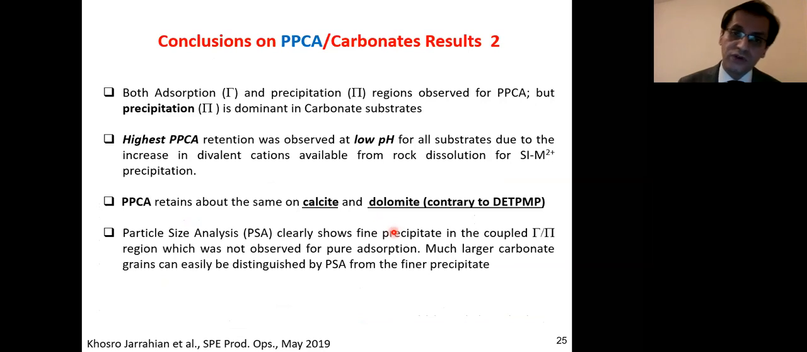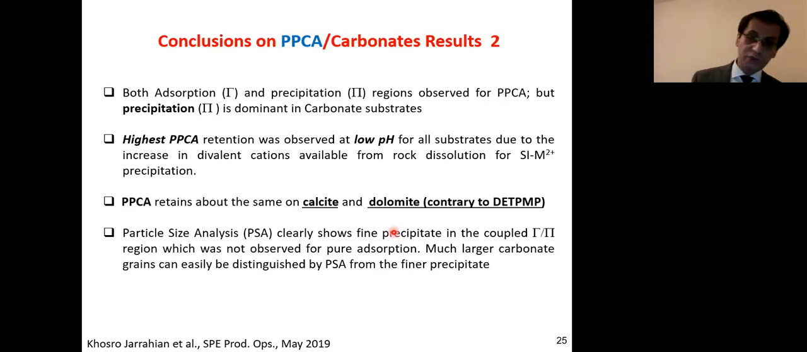As a conclusion for PPCA carbonates, both adsorption and precipitation regions were observed for PPCA. However, precipitation is dominant in the carbonate substrate, as observed for the DETP-MP carbonate system. Highest PPCA retention was observed at low pH for the ore substrate due to the increase in divalent cations available from rock dissolution for scale inhibitor divalent cation precipitation. And PPCA retains about the same on calcite and dolomite, contrary to DETP-MP.